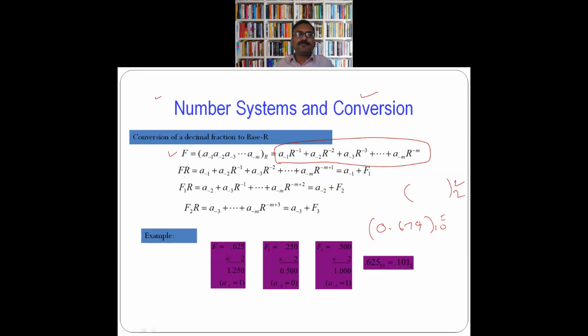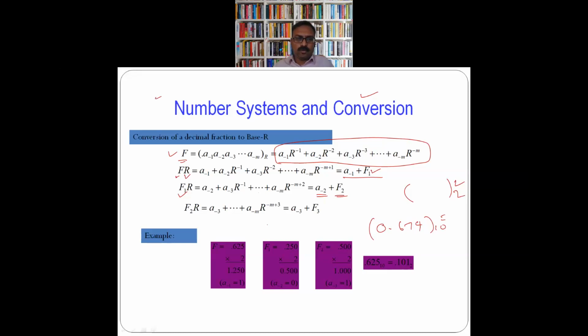Then, if you want to convert this F into another numbering system with base r, you multiply F with r, then you will get some F1 and this carry a minus 1. Then you take F1 and multiply with r, again you will get F2 and carry a minus 2. Again you take F2.